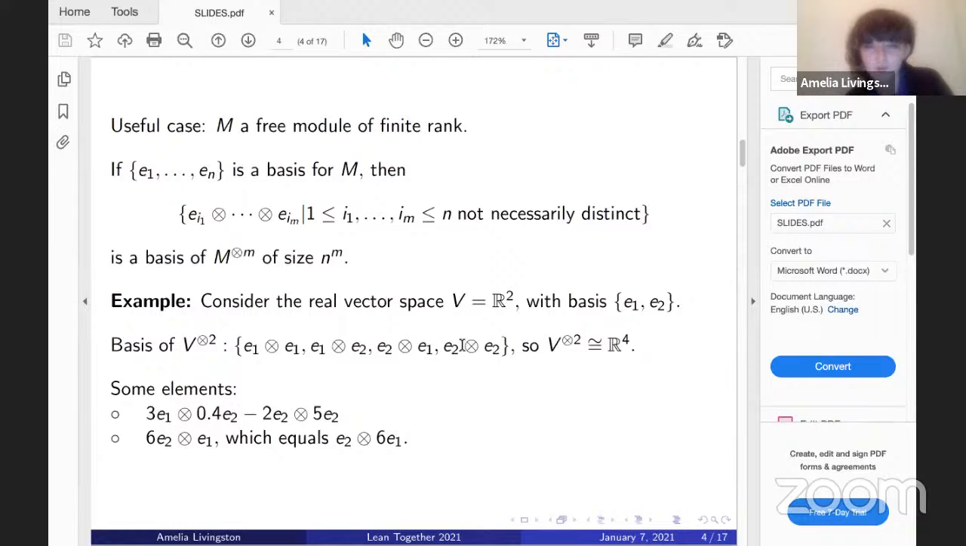And looking at a little familiar example over a real vector space of dimension 2, if we try and take the second tensor power, then the basis is just all the ways of tensoring together the basis elements. And so we end up with a vector space that's isomorphic to R4. And here are some of the elements, what they look like.